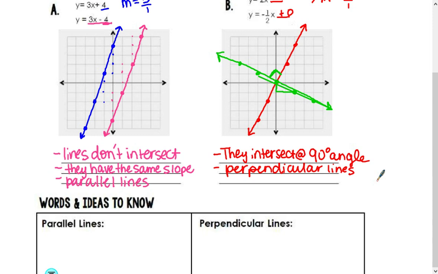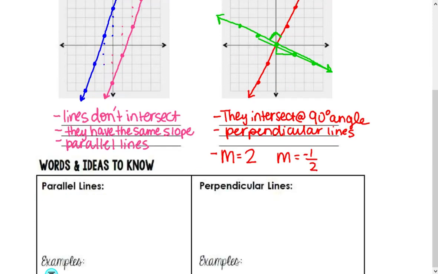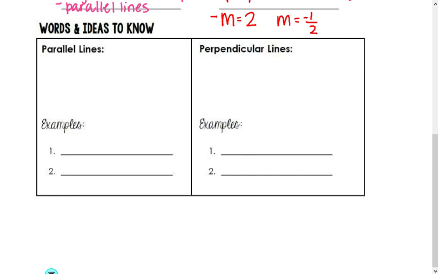Other thing to notice about their slope. Let's just make note of what their slope was. One of the slopes was 2, and the other slope was -1/2. You might notice a relationship between those two things. So we're going to talk about that down here. Words and things to know.